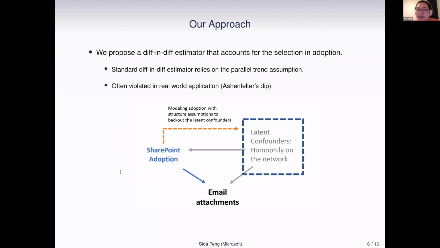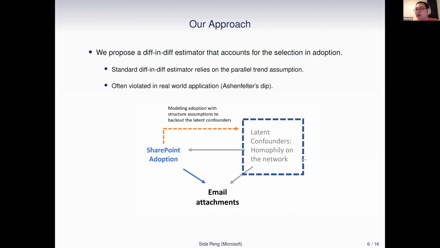Okay, and a quick view of our approach. I think I already talked a little bit about this, but what we are proposing is a different estimator that accounts for the selection in the adoption. When I'm saying selection in the adoption, you could just picture this as if there's a latent effect in people's adoption, there may be homophily on the network, where homophily is just like different individual heterogeneities across different groups of individuals on the network.